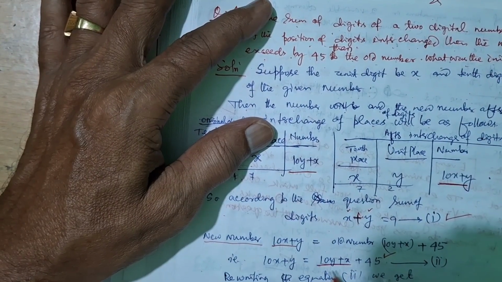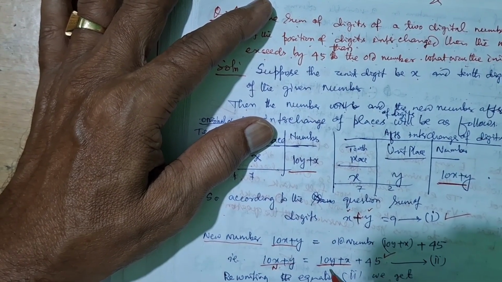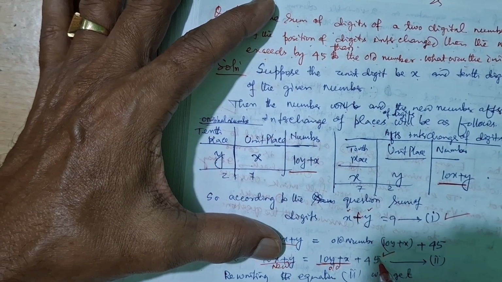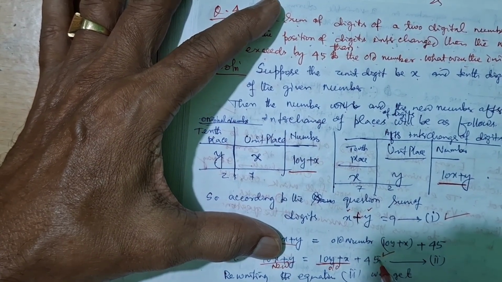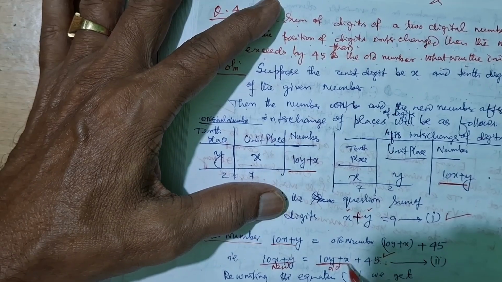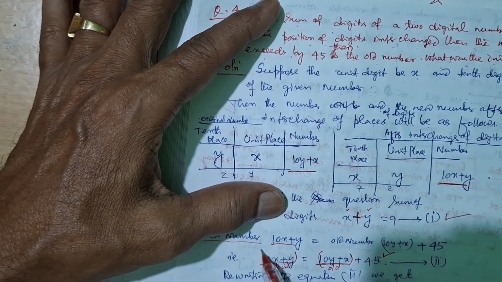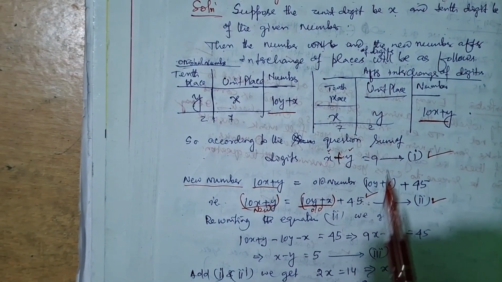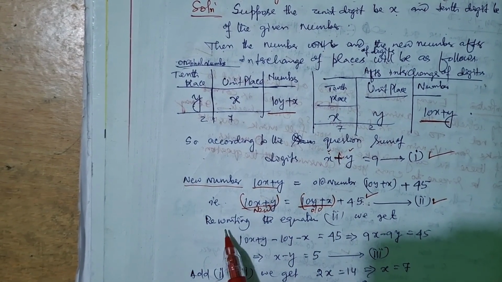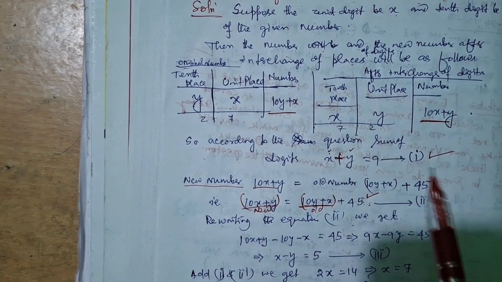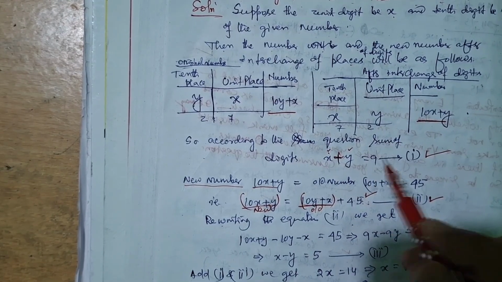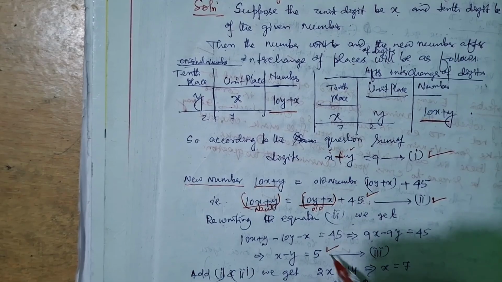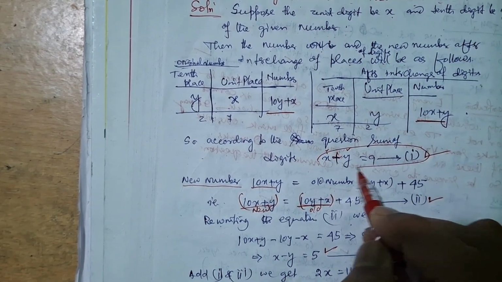That is the old number, it is the new number, it is the old number. The new number exceeds, meaning excess. How much excess? 45 over the old number. Then equation number 2 involves x and y. Rewriting equation 2, it is in this form. You rewrite this equation, so we arrive here. So it is equation 1.